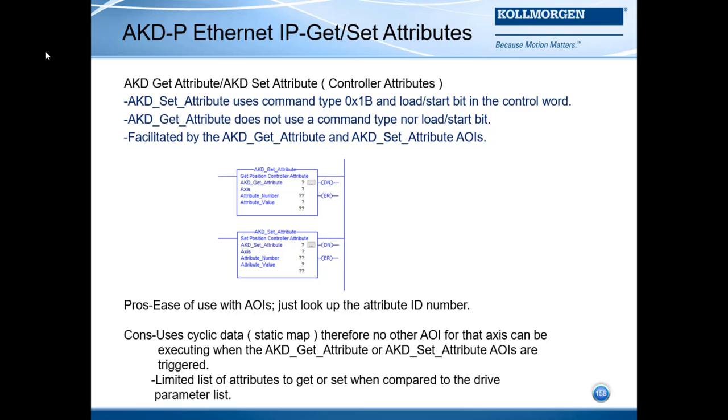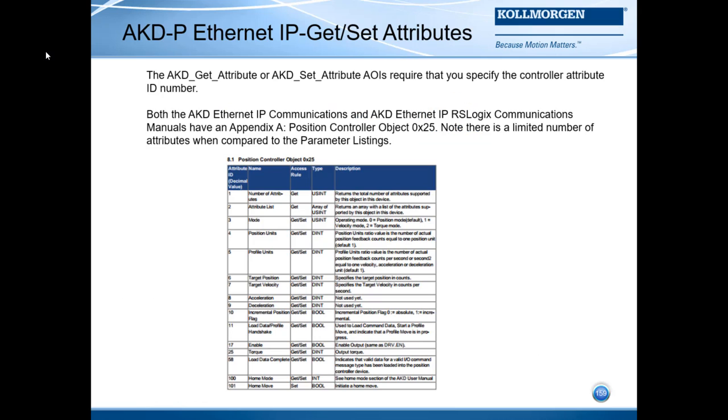Cons: uses cyclic data, the static map, therefore no other add-on instructions for that axis can be executing when the AKD get attribute or AKD set attribute add-on instructions are triggered. Limited list of attributes to get or set when compared to the drive parameter list. The AKD get attribute or AKD set attribute add-on instructions require that you specify the controller attribute ID number. Both the AKD Ethernet IP Communications and AKD Ethernet IP RS Logix communication manuals have an Appendix A, position controller object hex 25, as shown below.